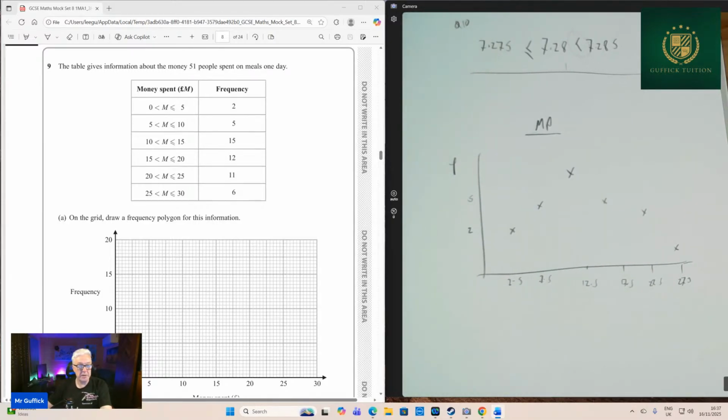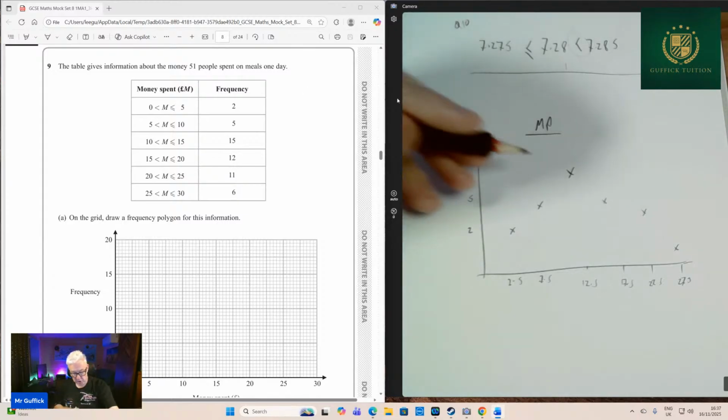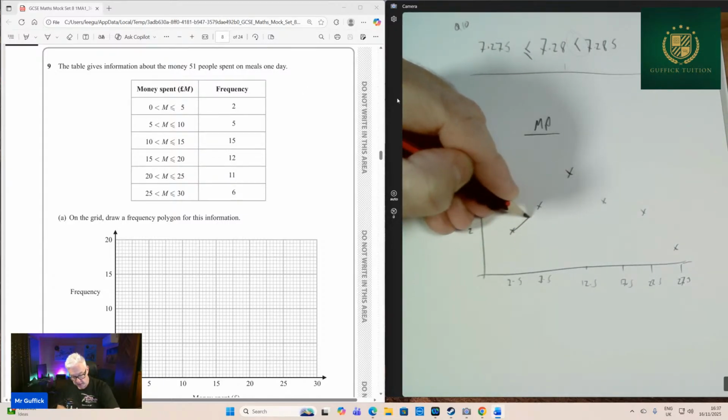So the midpoints of these classes versus the frequency, and then you just connect them. And this is important, with a straight line. So like with a ruler.